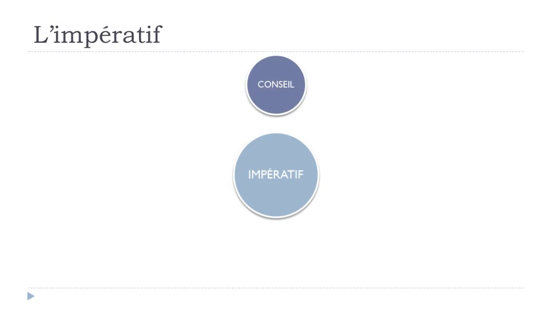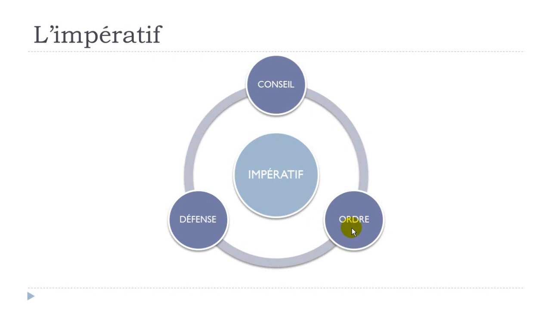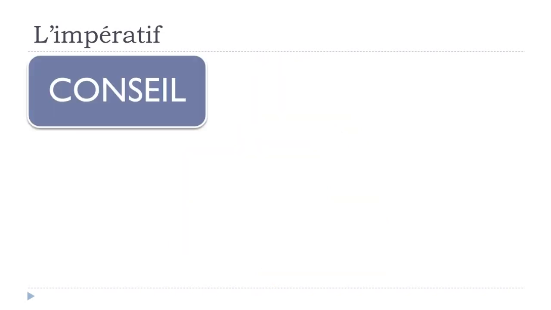The first one, le conseil. If you want to translate conseil, it would be advice. So if you want to give advice to someone, in most cases you will use this imperative form. Or if you want to give an order, normally that's the tense we use. And then la défense, so if you want to forbid something to someone, you should use l'impératif. So conseil, ordre ou défense. We'll see just a few examples to see how it works.